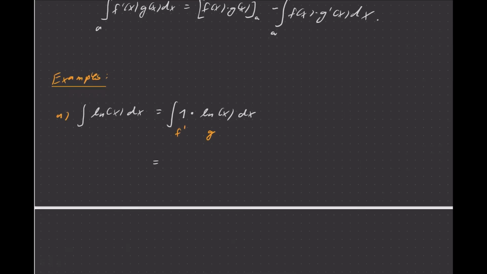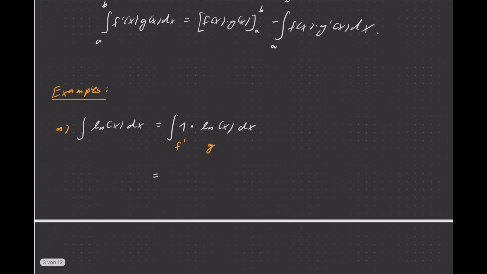Well, here, first, remember, we have the product of f and g. So we have to integrate f. Well, one integrated is just x. And we leave the ln untouched. So that's the first part. This is the f times g part.